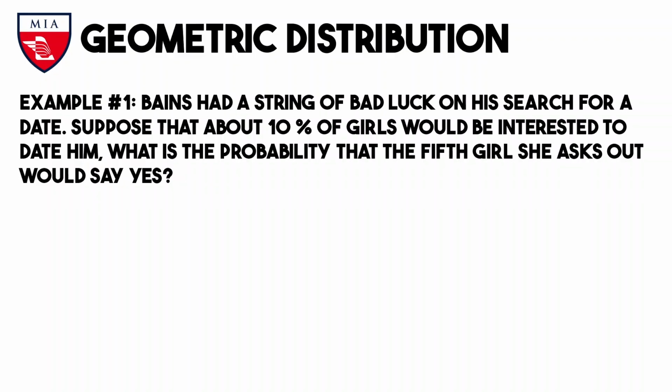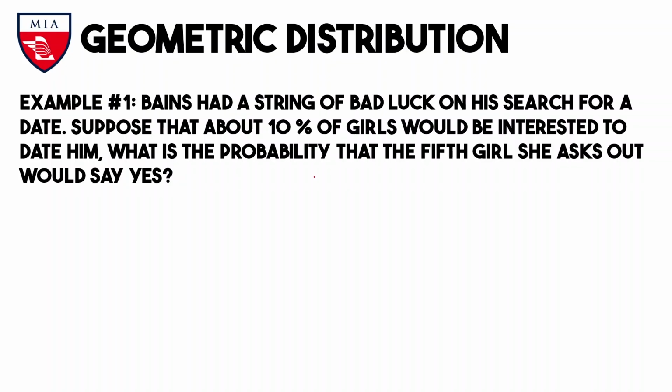So let's try to solve a certain sample problem. Baines had a string of bad luck on his search for a date. Suppose that about 10% of girls would be interested to date him. What is the probability that the 5th girl he asked out would say yes? So Baines is in a dating journey, so we need to find the probability of getting the 5th girl to say yes. Okay? So let's solve this problem.